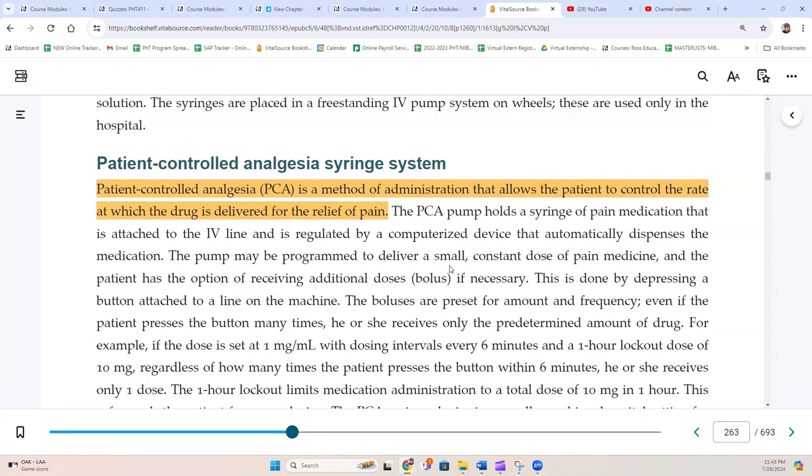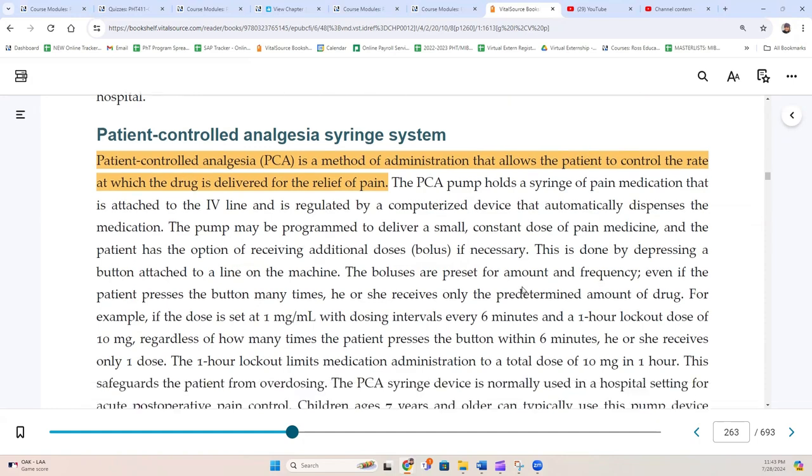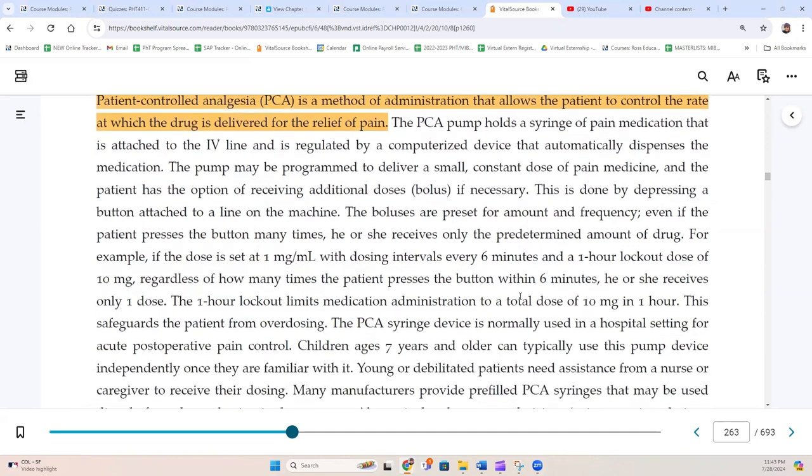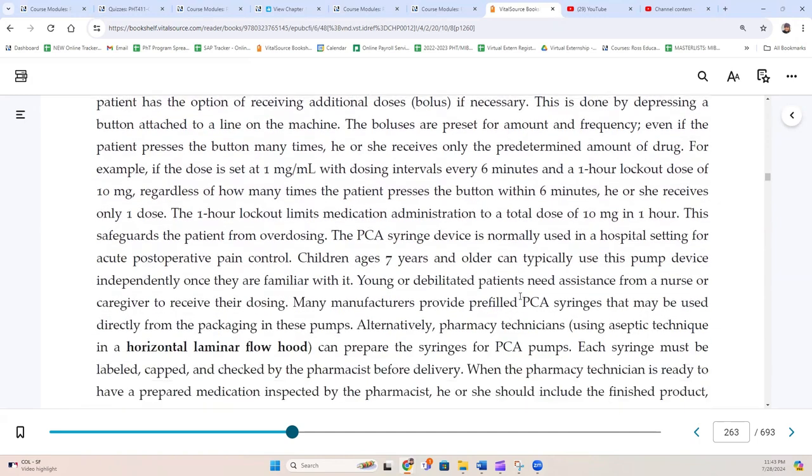For example, if the dose is set at 1 milligram per ml with dosing intervals every 6 minutes and a 1 hour lockout dose of 10 milligrams, regardless of how many times the patient presses the button within 6 minutes, he or she only receives one dose. The 1 hour lockout limits medication administered to a total dose of 10 milligrams in 1 hour. This safeguards the patient from overdosing.